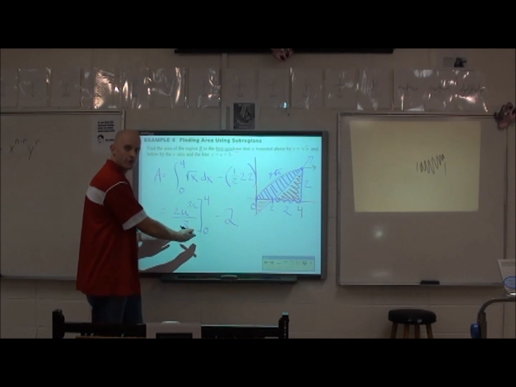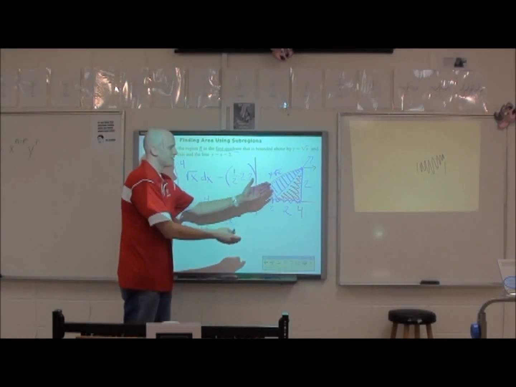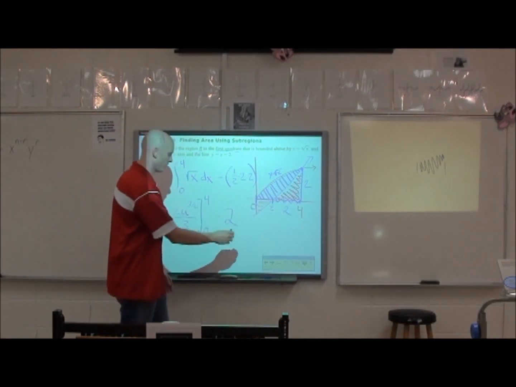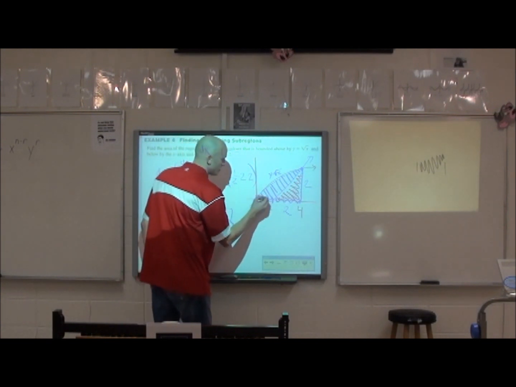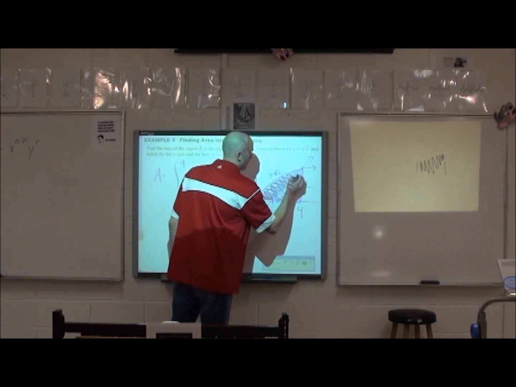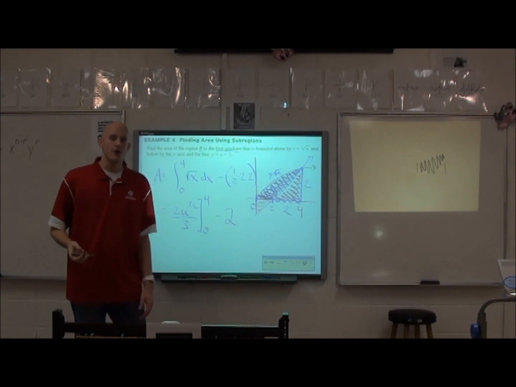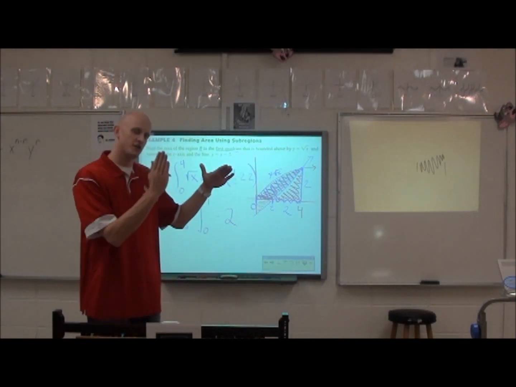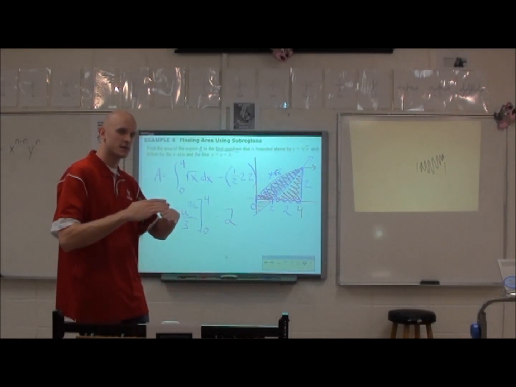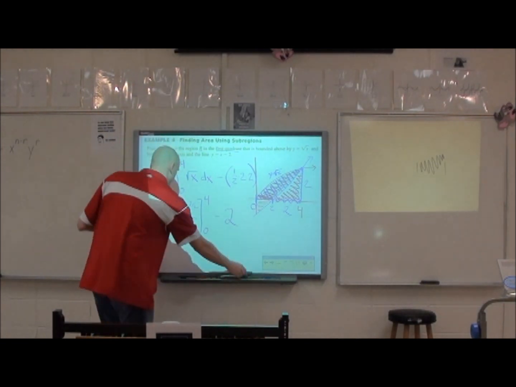So area under the square root curve minus the area of the triangle. That will give us what is left, which is the area bounded by the square root function, the line, and the x-axis. So let's simplify this here.